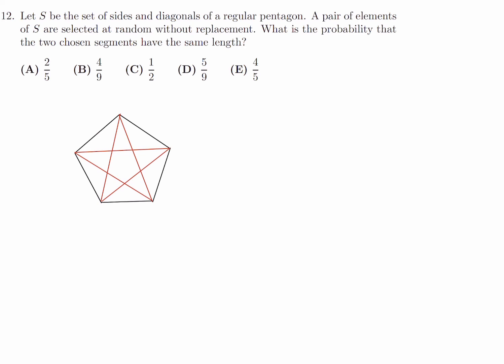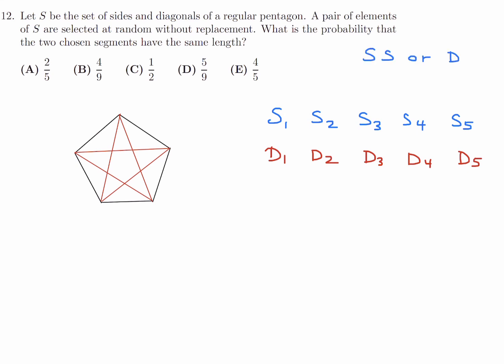So basically what we have is 5 sides. We'll call it S1, S2, S3, S4, and S5. And we have 5 diagonals, D1, D2, D3, D4, D5. And what they're saying is that if you choose 2 at random, what is the probability that they're going to be the same? So either you're going to get 2 S's or you're going to get 2 D's.